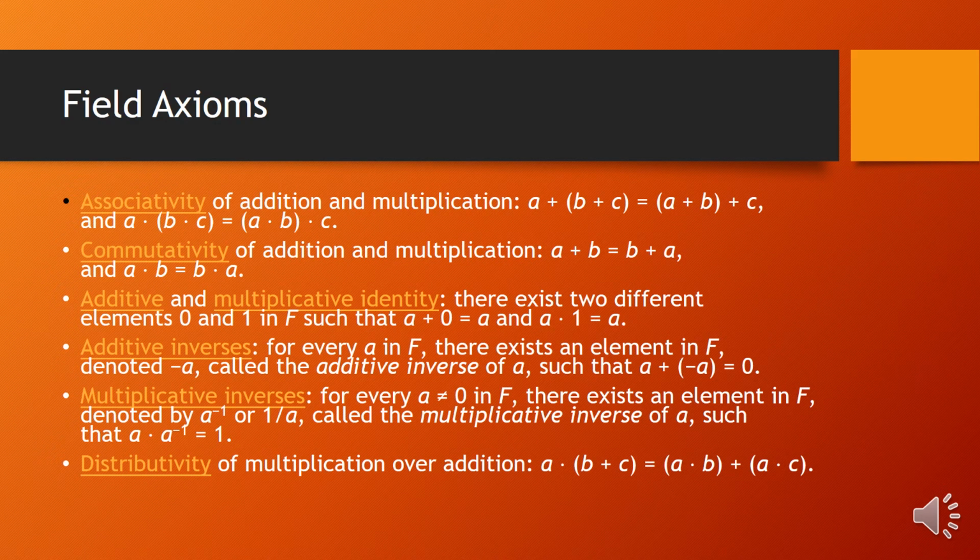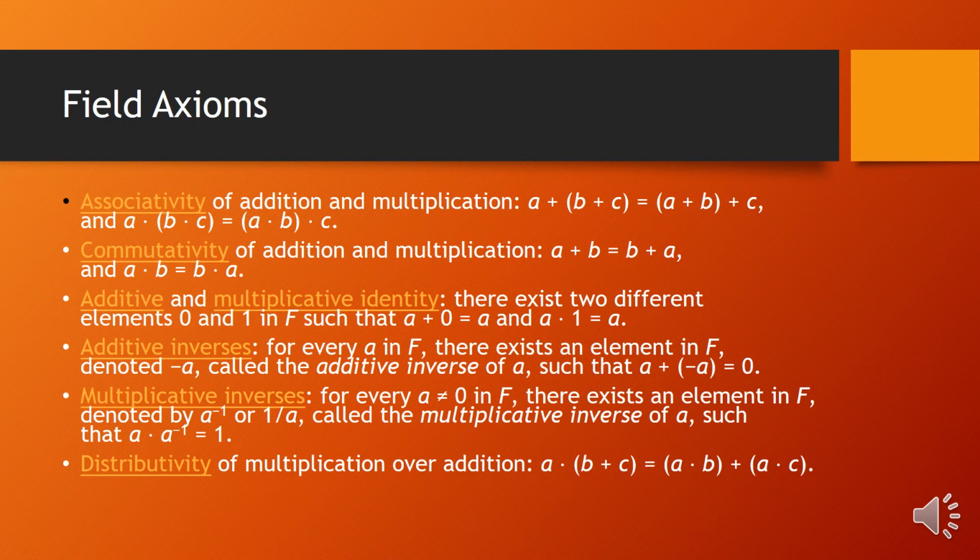For the field axioms, associativity of addition and multiplication, where a + (b + c) = (a + b) + c. That is for the addition. For the multiplication, a × (b × c) = (a × b) × c. Commutativity of addition and multiplication: a + b = b + a, that is for the addition, and for the multiplication, a × b = b × a.